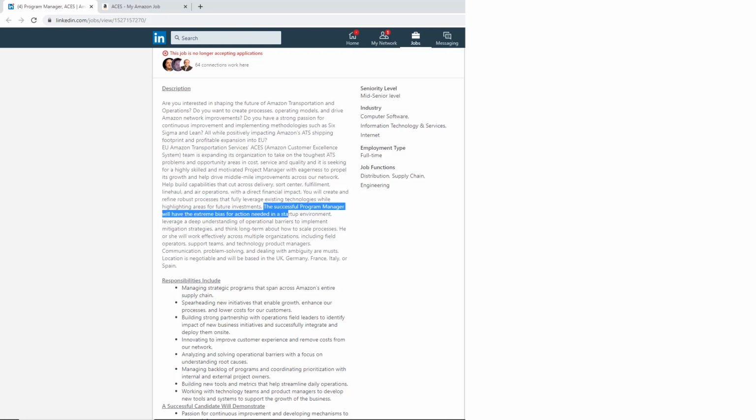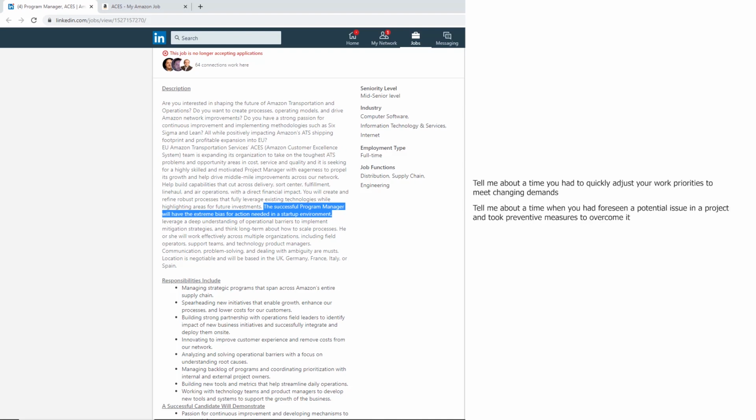The successful program manager will have the extreme bias for action needed in a startup environment. Now, bias for action is a leadership principle at Amazon. Some questions might include, tell me about the time when you had to quickly adjust your work priorities to meet changing demands. Or tell me about the time when you had foreseen a potential issue in a project and took preventive measures to overcome it.